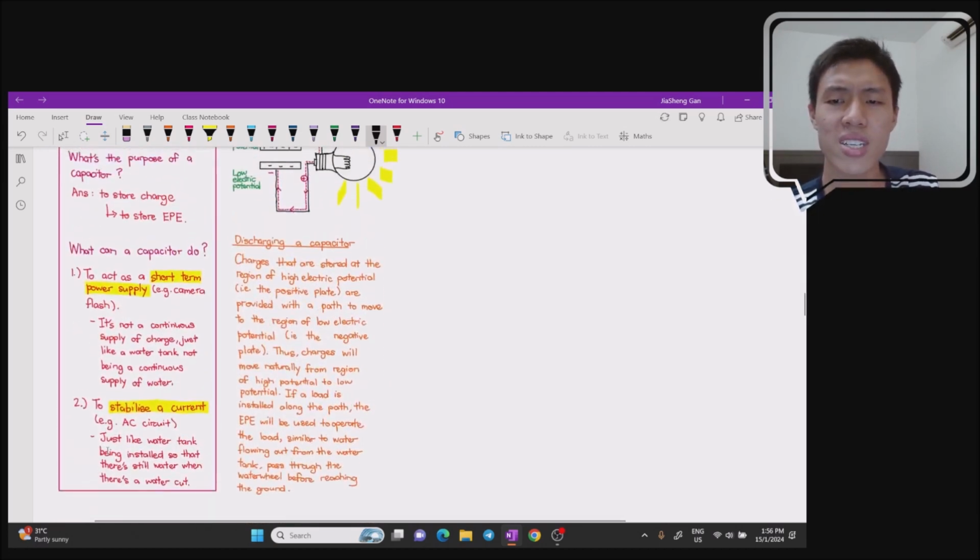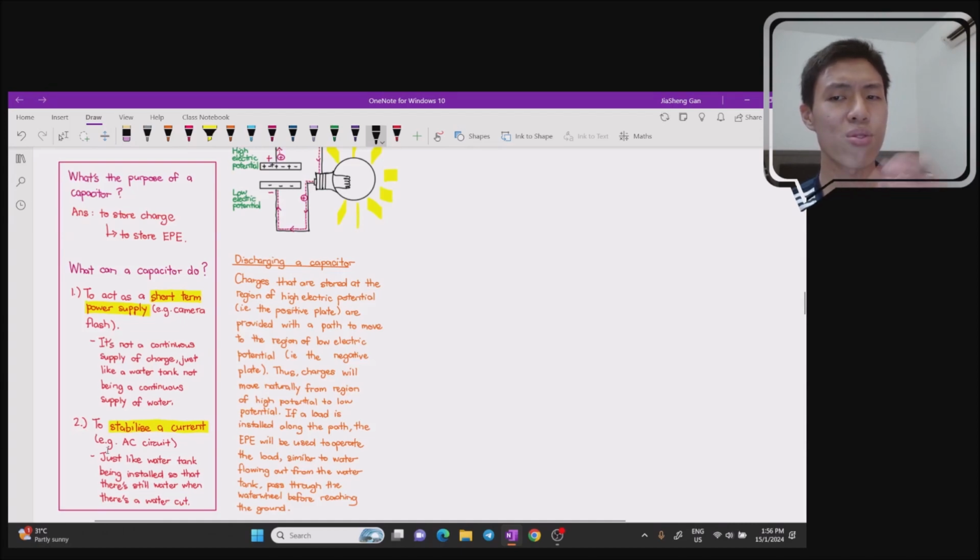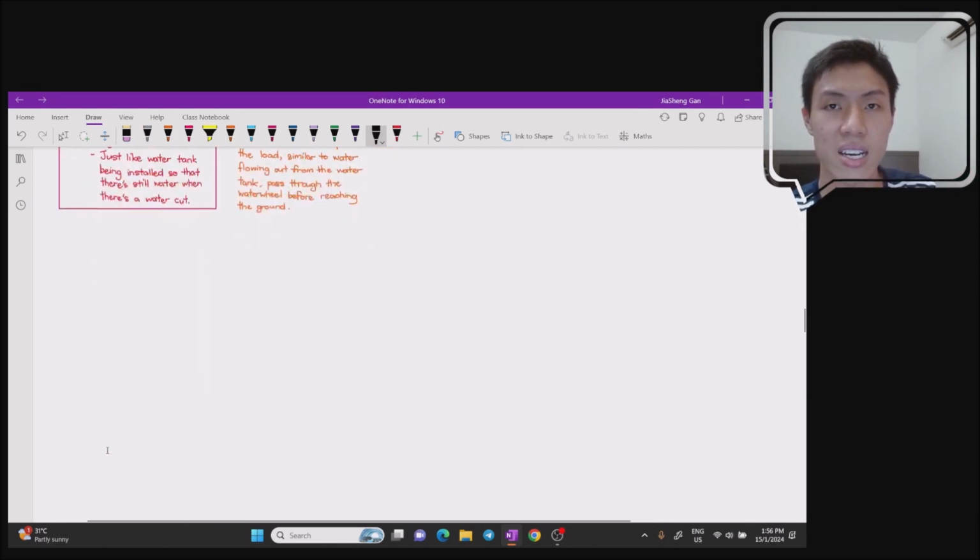So we have discussed a lot regarding the rough idea of a capacitor. Now let's bring in a simple bit of maths in order to understand the idea of a capacitor.